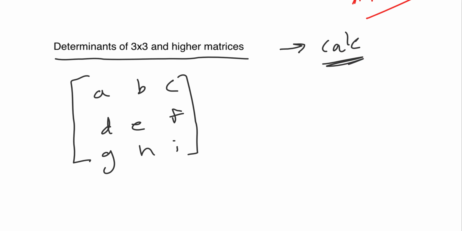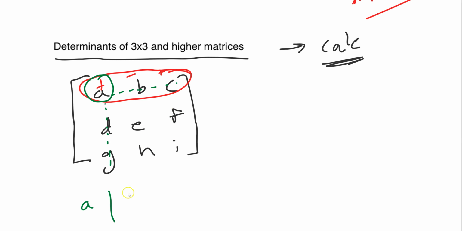The proper way of doing it is kind of convoluted. You pick a row or column, any row or column, and they all have a sign chart: plus minus plus, minus plus minus, plus minus plus. You pick a row or a column, anything you want actually, and expand on it. In this case, let's say I picked the top row, and let's say I picked A. You cancel out that column and that row. What's left over is A times this little 2 by 2.